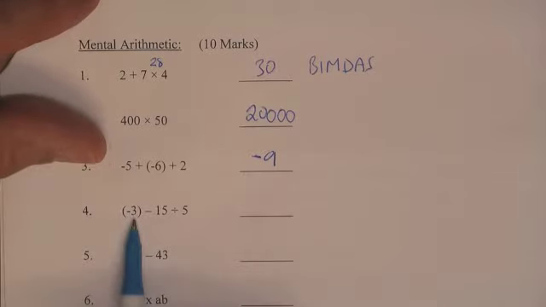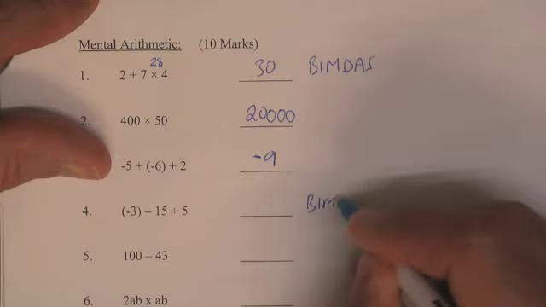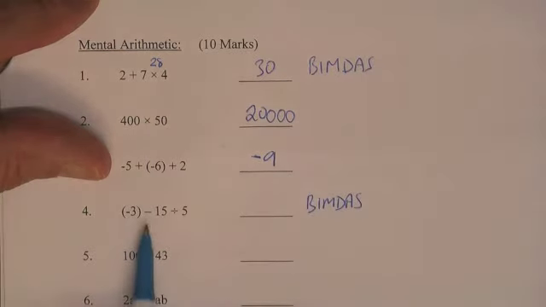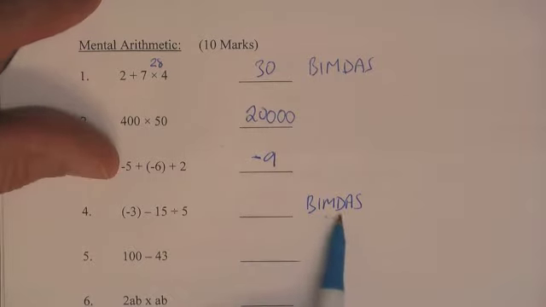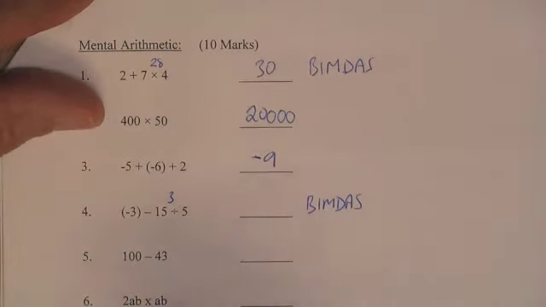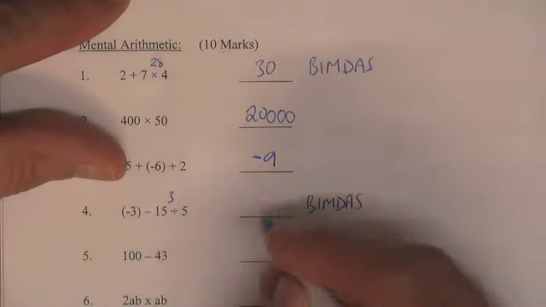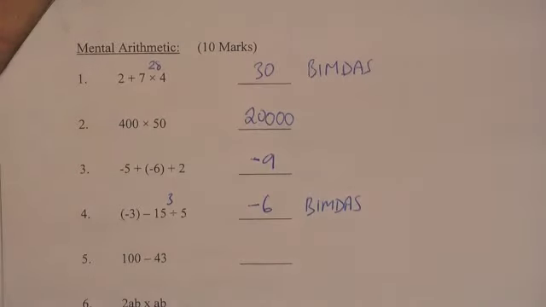Alright, now here's a question where we need BIMDAS again, because we've got more than one operation. We've got subtraction and division, so we have to decide which one to do first. Now the rule of BIMDAS, rule of order, tells us to do the multiplications and divisions first. Alright, so we do this first. 15 divided by 5 is 3. Then -3 subtract 3 takes us down to -6.